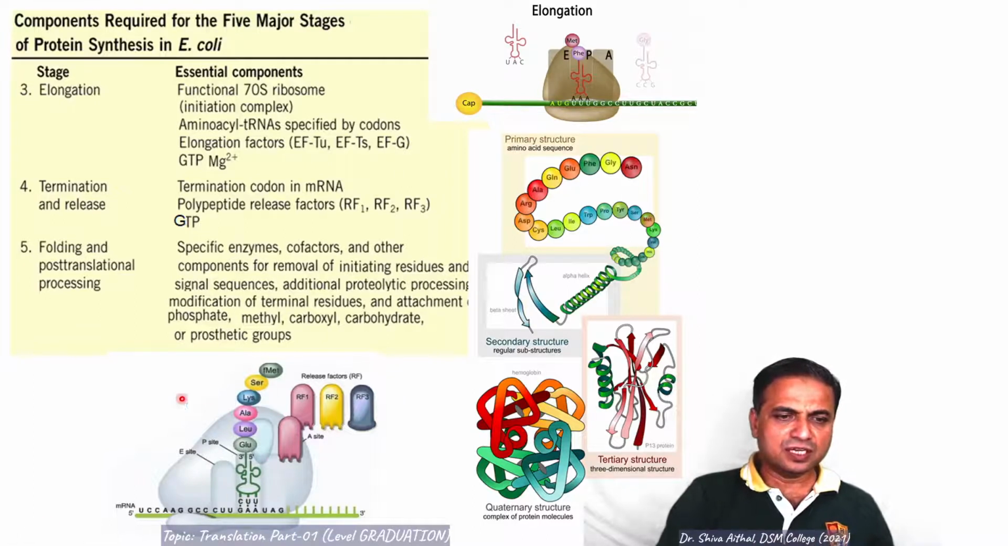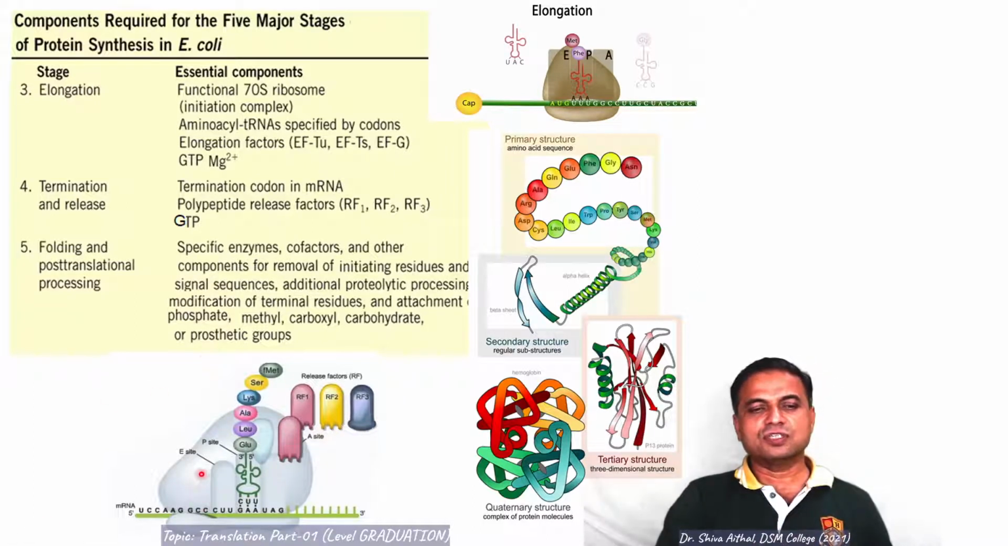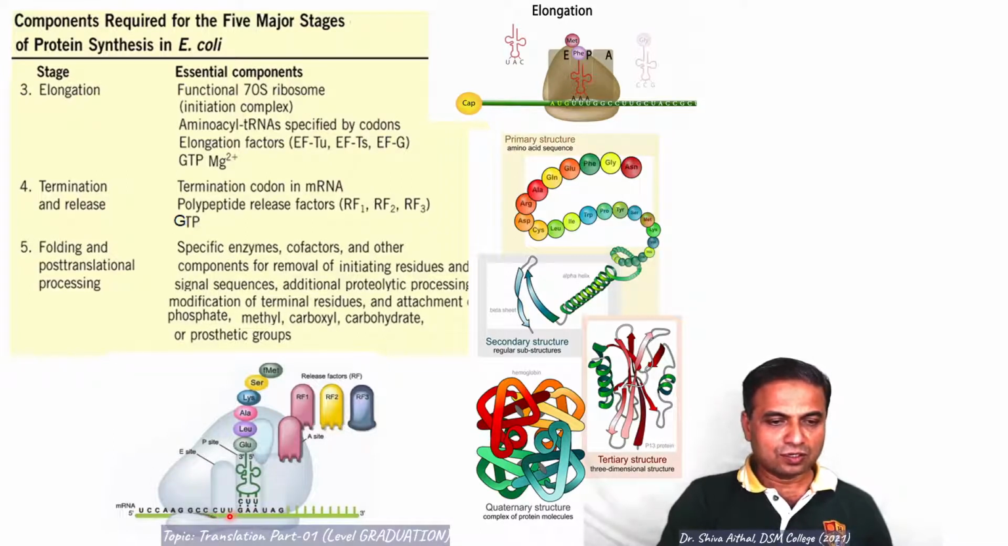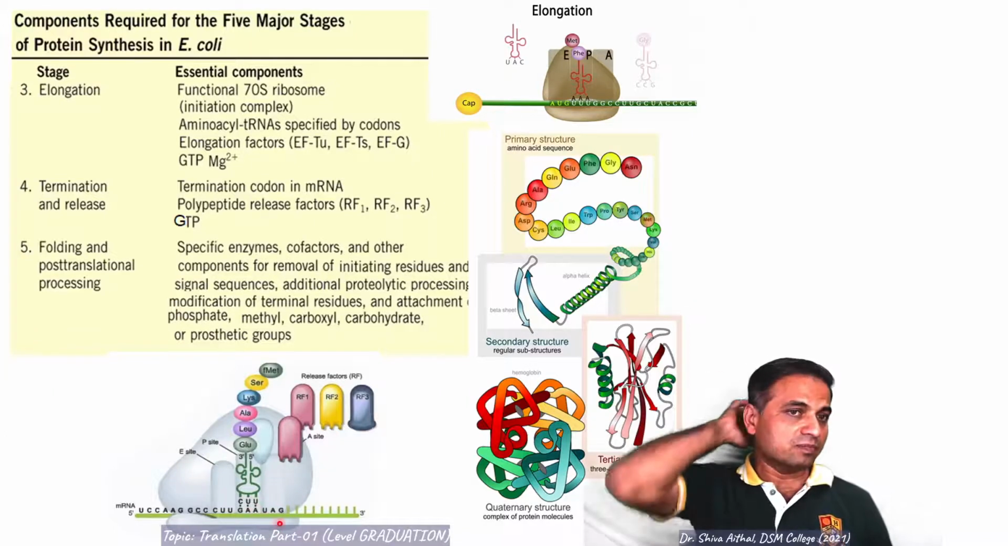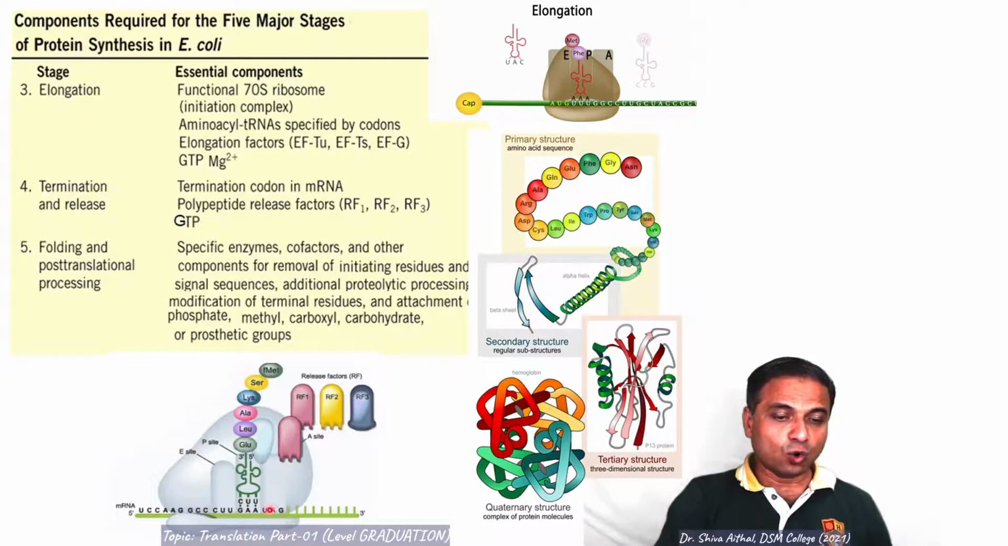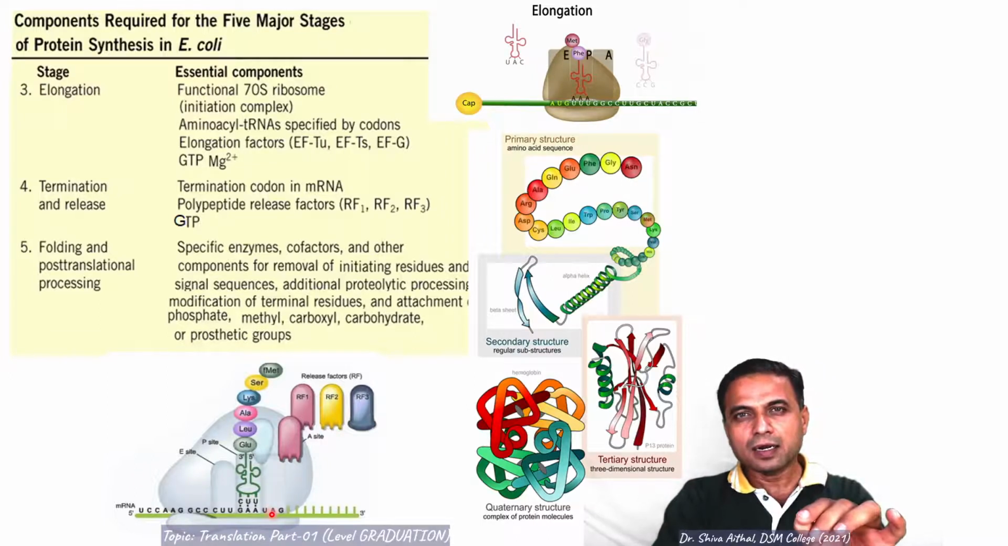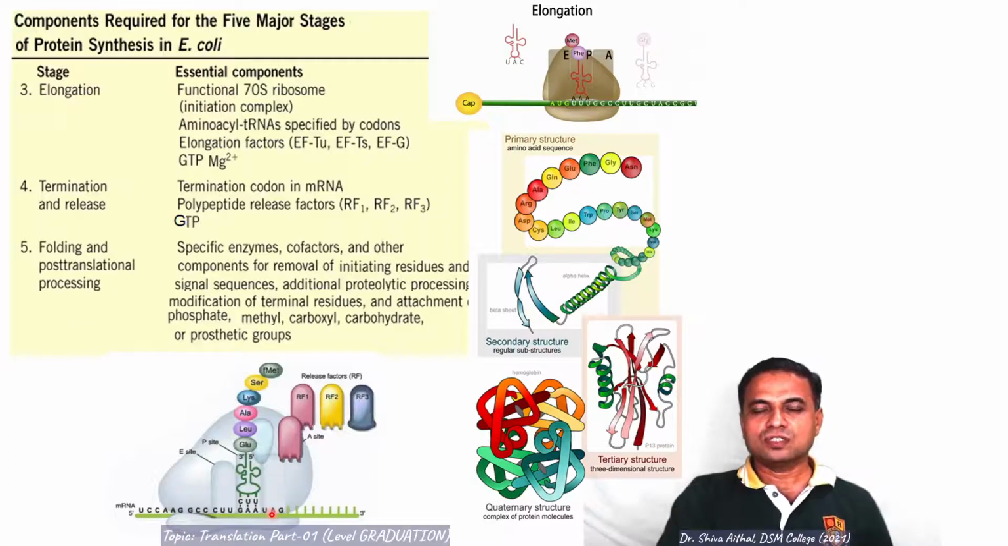Termination, you see here, the fourth stage is termination. Termination takes place with a nonsense codon, UAG, as you can see here. What happens with UAG is that this UAG codon on the mRNA does not have a tRNA. Why is it called a nonsense codon? Because it doesn't make any sense, it cannot be read.